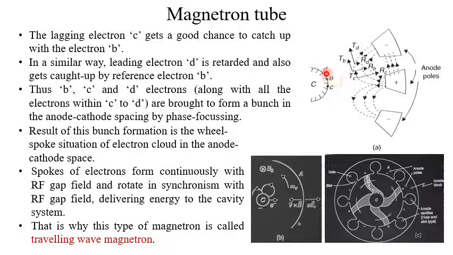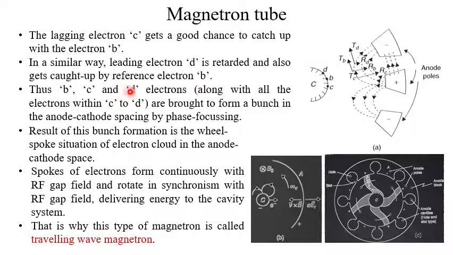In a similar way, leading electron D is retarded. That means the case of D is just opposite to that of C. So leading electron D is retarded and also gets caught up by reference electron B, because for D electron the radial field RD is smaller and tangential field TD is larger compared to the B electron. So it will experience less force and it will bend less. So B will follow its path, C will bend more and D will bend less, so they can catch each other to form the bunches.